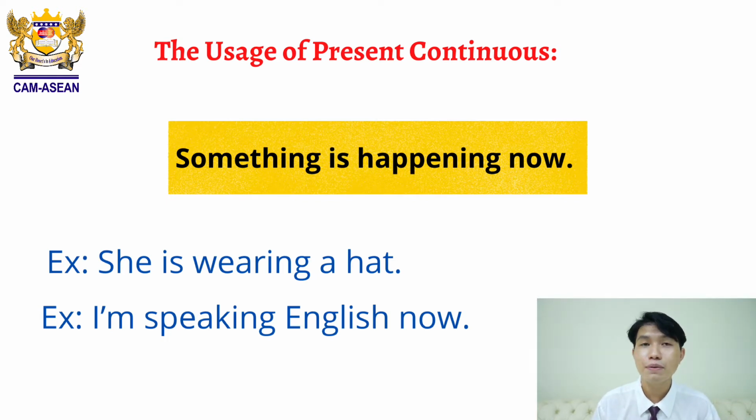Another example is, I'm speaking English now. So what am I doing now? I am speaking English now. Okay? So something that is happening now. Very simple. So when you see it, it's happening right now. That is present continuous.